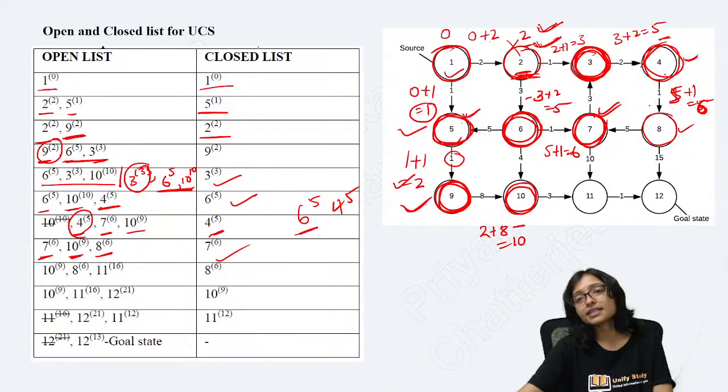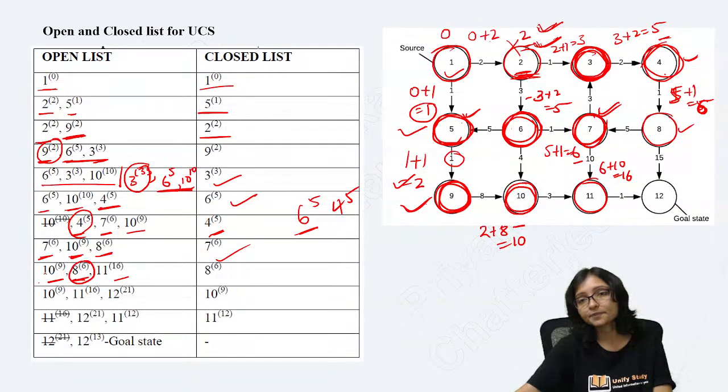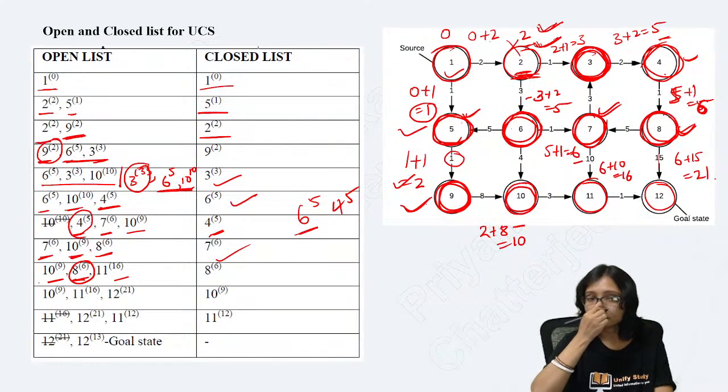Whenever I am visiting 7, then the 11 is also open now. Whenever it is open, what is the value? The value was 6 plus 10, that is 16 now. So previous one was 8 was 6, then 9. I am going to choose this one, 8. Now I will visit 8. Whenever I am visiting 8, then this is open now.